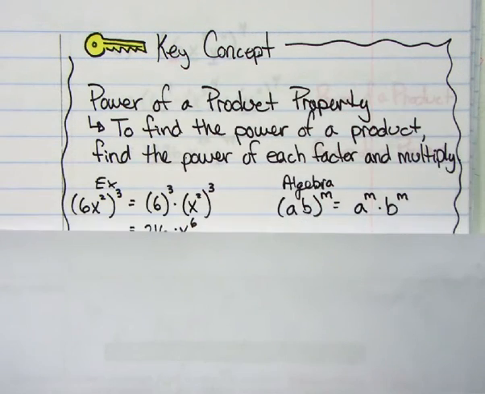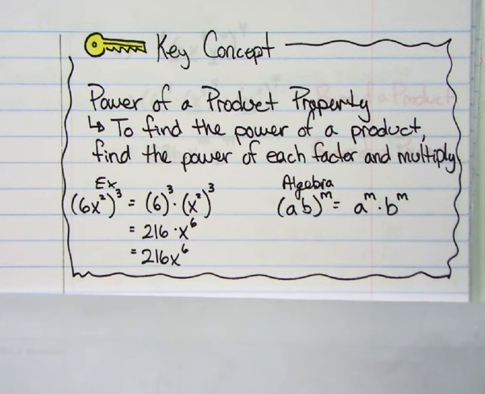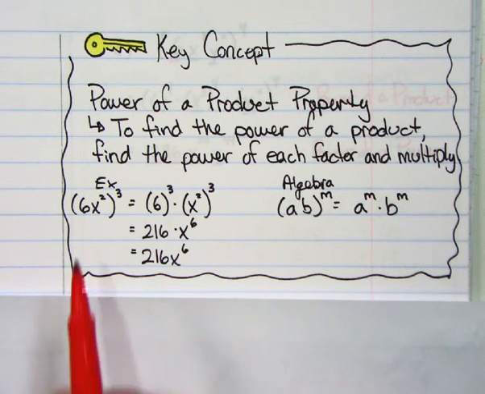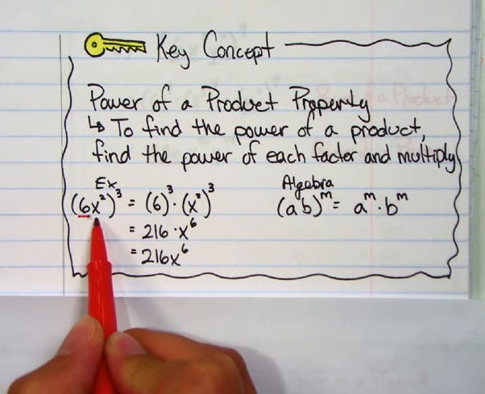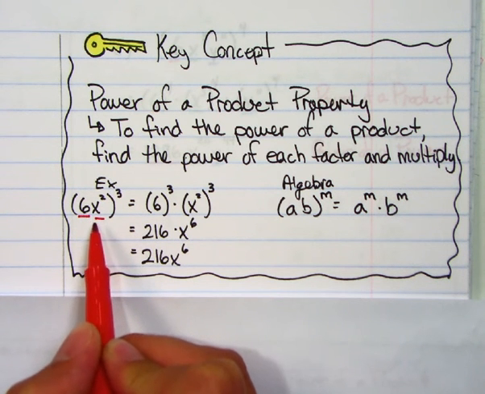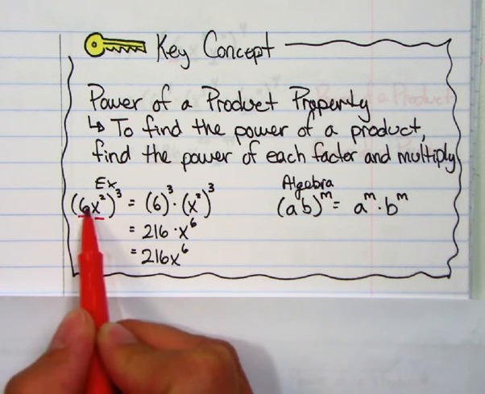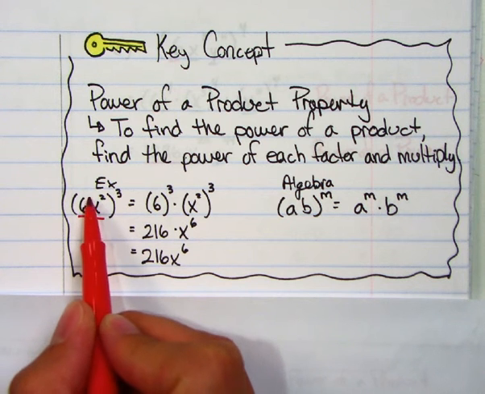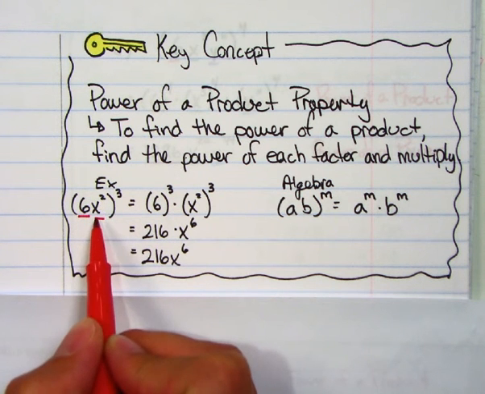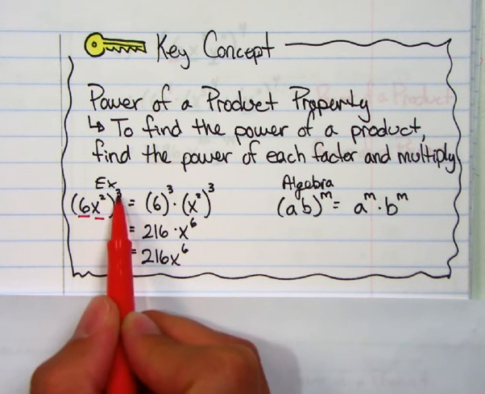Here's our last property that we're going to talk about today. Power of a product property. To find the power of a product, find the power of each factor and multiply. Say what? Look, I have two bases here. 6 and x are both the base. 6 to the first power, x to the second power. Both of these things are being taken to the third.